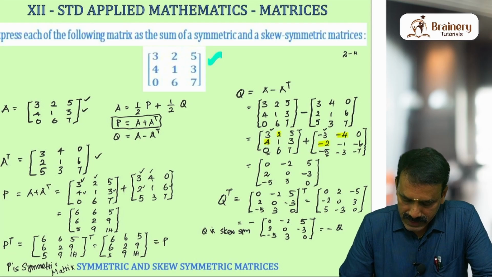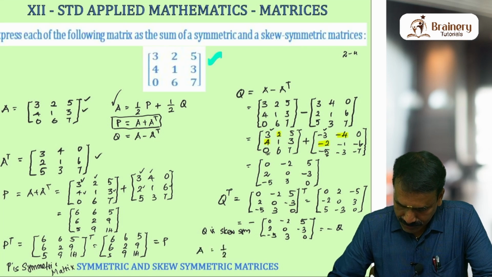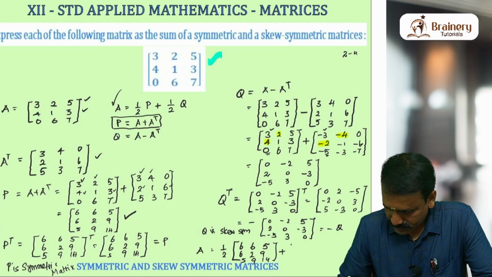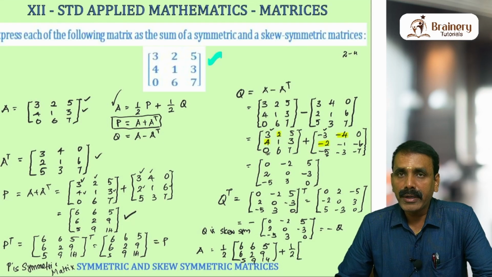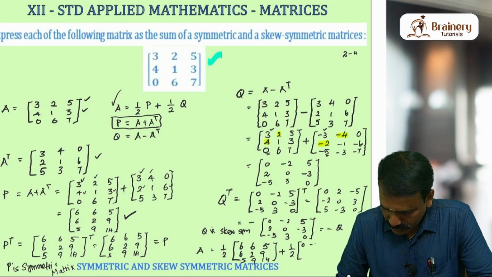The problem is not yet over. We are supposed to express A. So how to write A now? A is already given by the formula 1 by 2 times P. What is your P? P is this matrix: 6, 6, 5, 6, 2, 9, 5, 9, 14, plus 1 by 2 times Q, the skew symmetric matrix. Q matrix: 0 minus 2, 5, 2, 0 minus 3, minus 5, 3, 0.